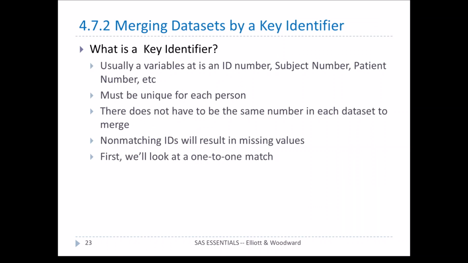Now let's look at merging data sets by a key identifier. A key identifier is some sort of variable like a number, subject, or a patient number, something like that. It needs to be unique for each person. For instance, your credit card number is an ID number, and you may use your credit card in a number of locations, and your information is going to appear in a number of data sets. And so how do they bring it all together so that they can bill you at the end of the month? Well, they merge the data sets in a similar way that we're going to see here.